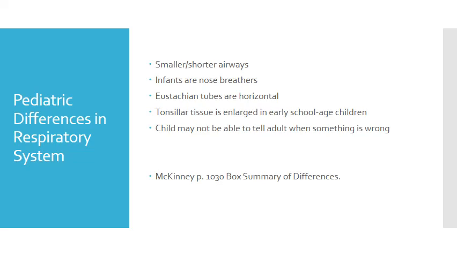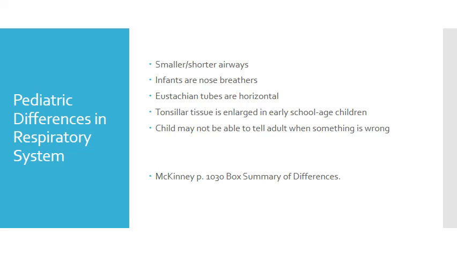So the first thing we'll talk about is the pediatric differences in the respiratory system. McKinney does outline this pretty well for you on page 1030, so I would peek at that if you haven't done that. Children do have smaller and shorter airways. This puts them at an increased risk of obstruction by mucus, edema, foreign bodies.